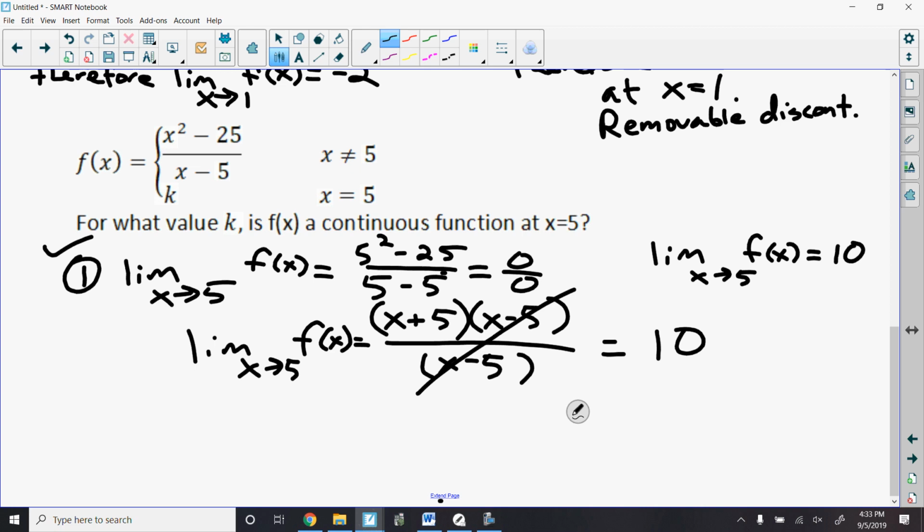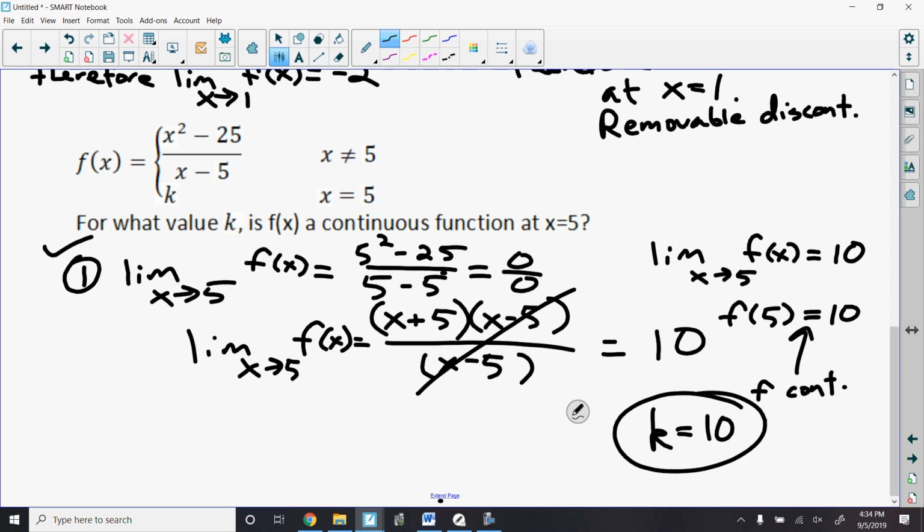The function is defined, right? F of 5 is said to be k. But they want to know what should I choose for k to make this thing continuous? Well, f of 5 must equal the limit as x goes to 5, which we already know is 10. So f of 5 must equal 10. This must be true for f to be continuous. Therefore, k must equal 10. IVT. Okay, for our intermediate value theorem, let's go to the next page.